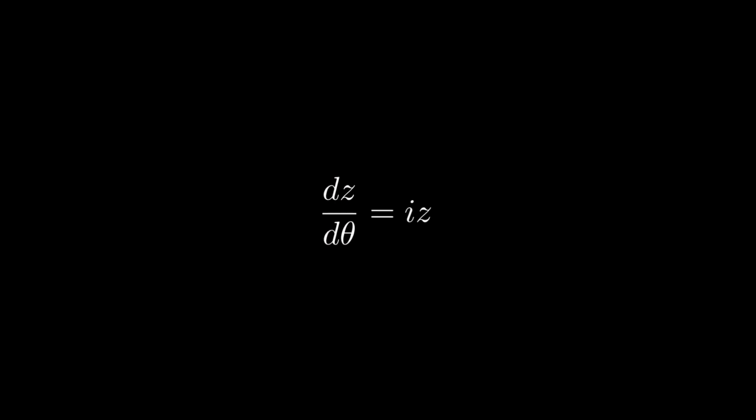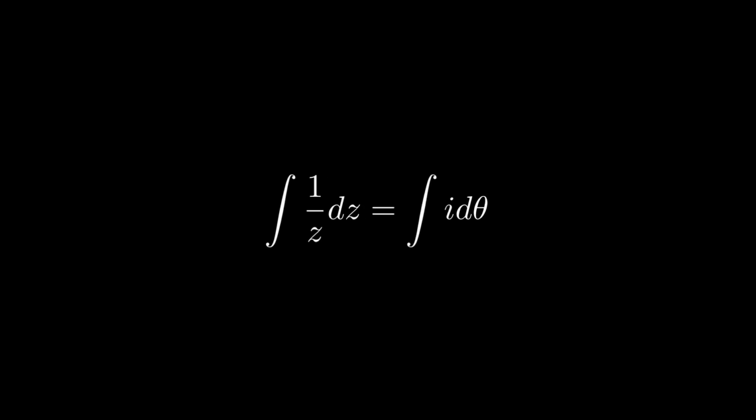This is very useful because we can now rearrange it so that we have dz over z is equal to i d theta. With this, we can integrate both sides. The integral of 1 over z with respect to z will be the natural logarithm of z, which will be equal to i as a constant times theta plus the constant c. Next, we exponentiate both sides, leaving us with z equal to e to the i theta plus c. We can rewrite e to the c as just a constant times e to the i theta.